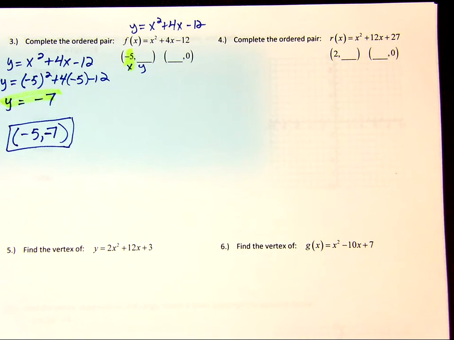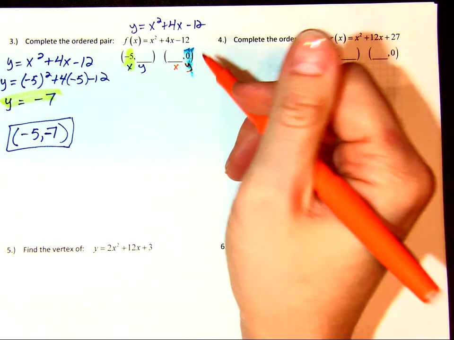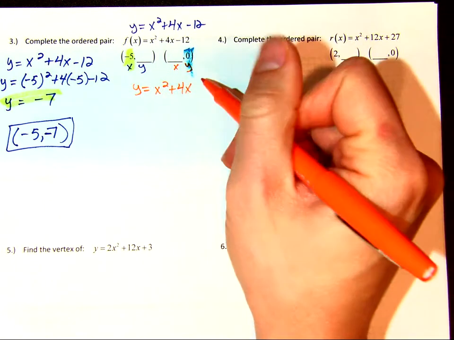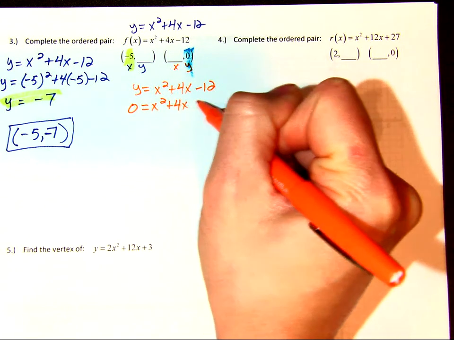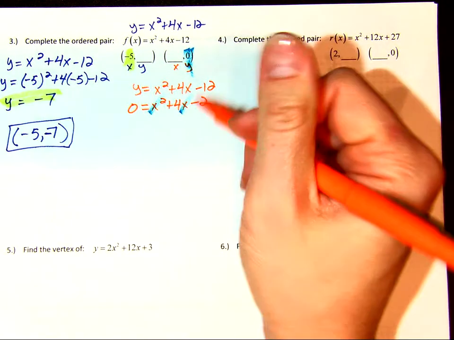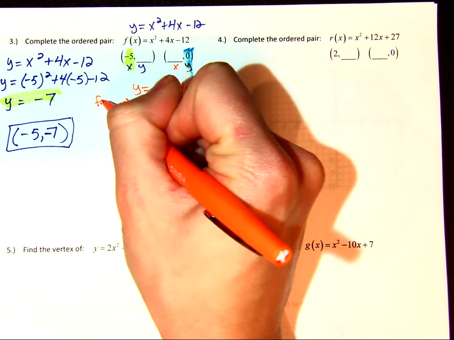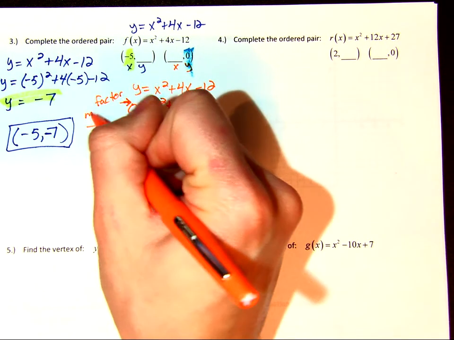Now we're going to need to do this again, but instead, if we look at x comma y, the y is 0. So I'm going to use y equals x squared plus 4x minus 12, but now my y is 0, so 0 equals x squared plus 4x minus 12. And you should notice that there are two x's here. Since we have x squared and x, we're going to have to factor to solve. So I have to think about what multiplies to give us negative 12 and adds to give us 4.